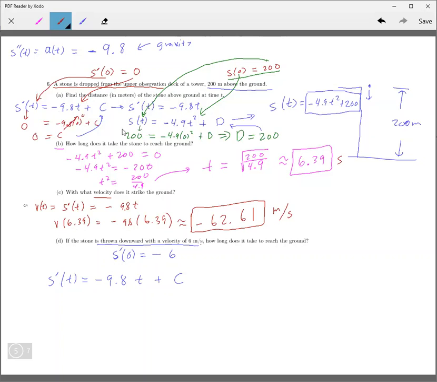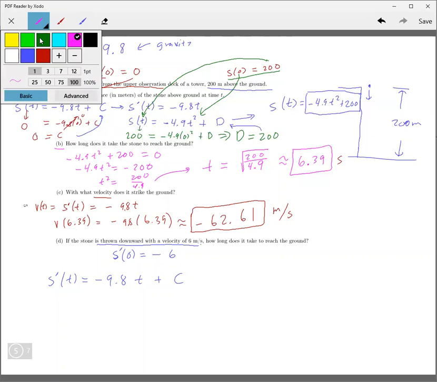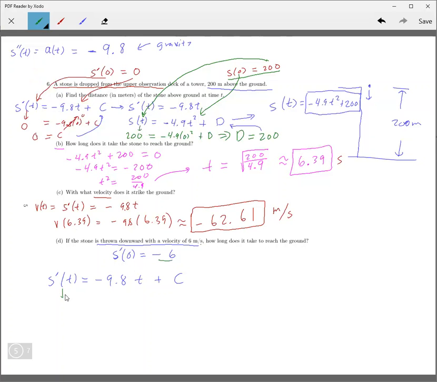And you plug in, let me get green, you plug in a negative 6 for s prime of t, and you plug in a 0 for t this time. So this zeroes out, and you have c is negative 6. Instead of what we got here, which is s prime of t is negative 9.8 t and that's it, we're going to get s prime of t equals negative 9.8 t minus 6. Okay, that will be the s prime of t.